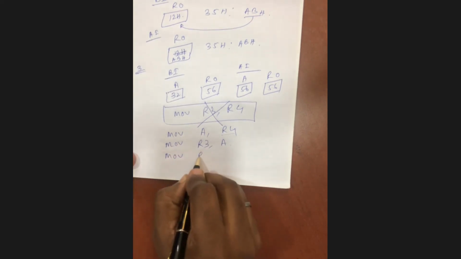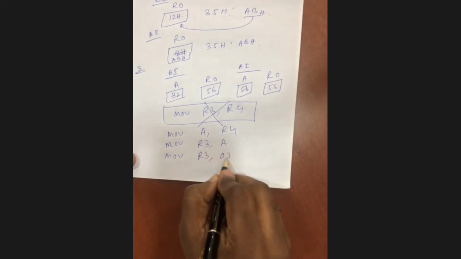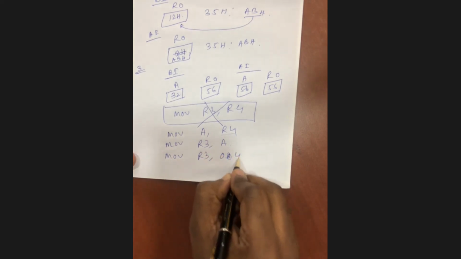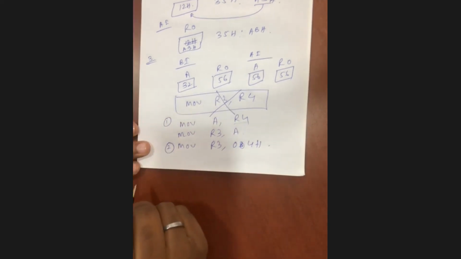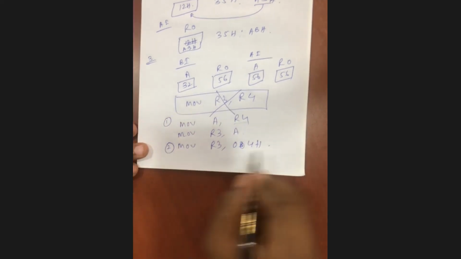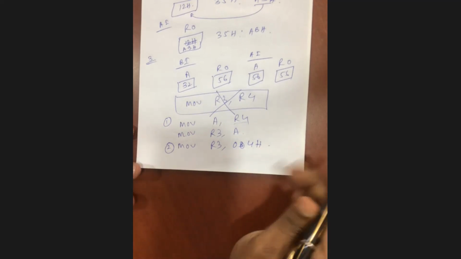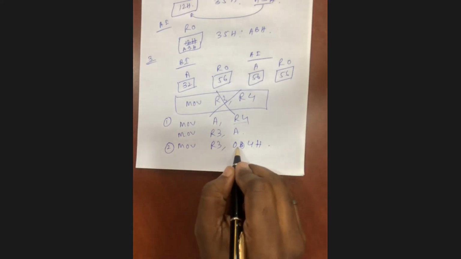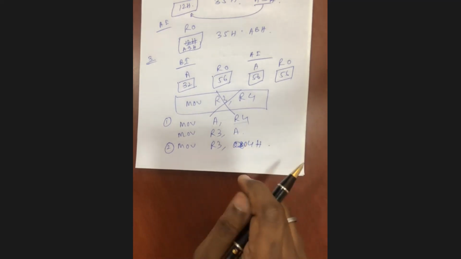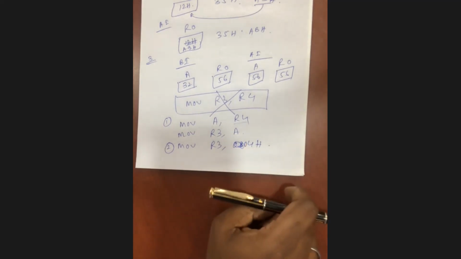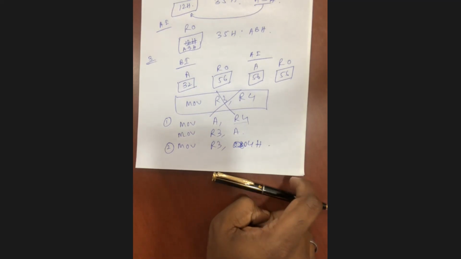Yes, sir. MOV R3, 04H. This is number 1. This is number 2. How, sir? Then, sir, MOV R4, 04H. Why is it 04H? Sir, because that is R4. That's why. R4 means 04.